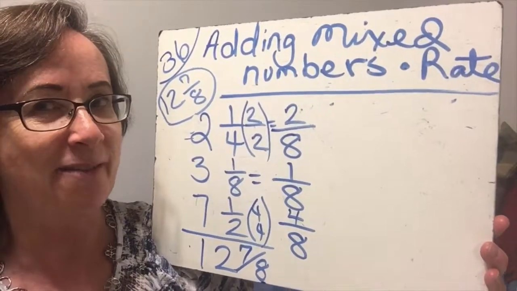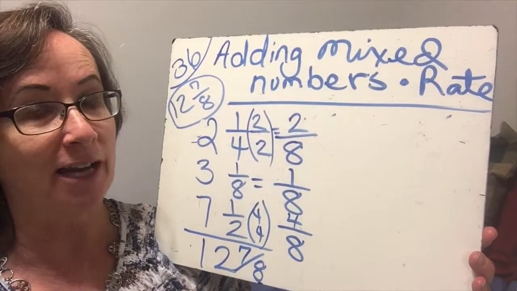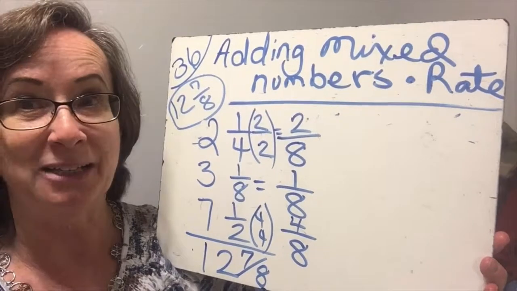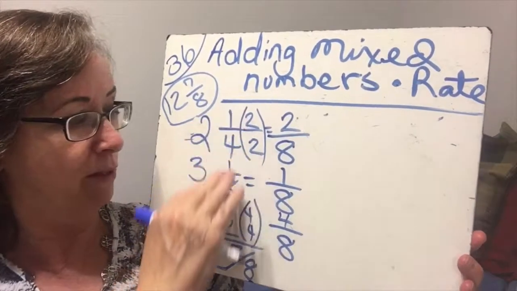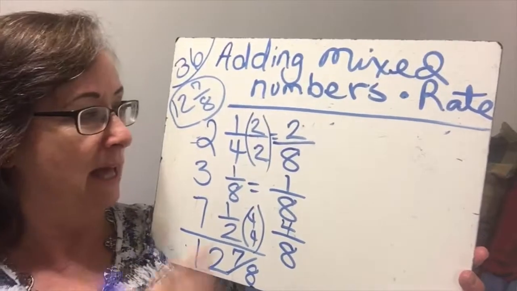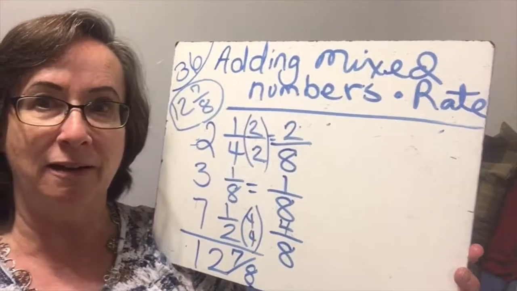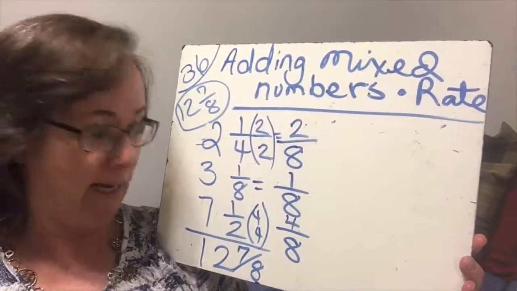And I never had to turn a mixed number into an improper fraction, and I never had to turn an improper fraction back into a mixed number. I skipped all of that. I wrote the 3 mixed numbers in a column. I added the fractions together by getting a common denominator. I added the whole numbers together, and there's my answer.